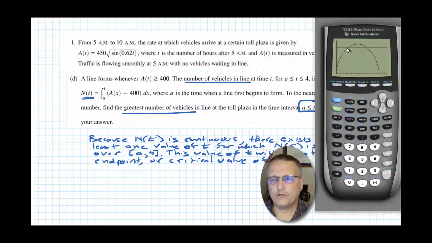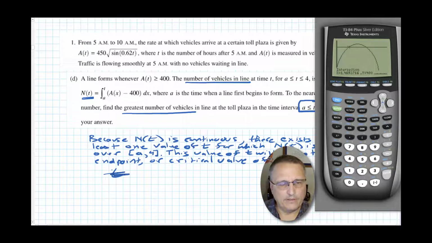This point here is going to be the point that I'm interested in. That will be the value of a when the function that we're looking at, the curved function, which is the a of t, the rate at which vehicles are arriving, is equal to 400. And we can see here that that value of t, which we're calling a, is 1.46937.